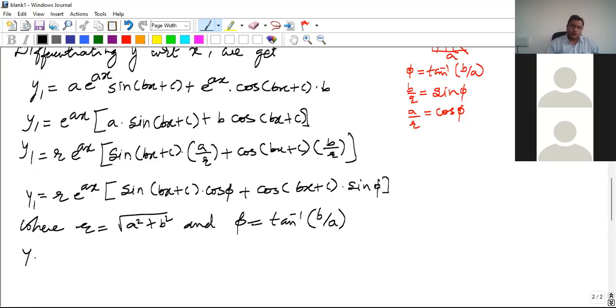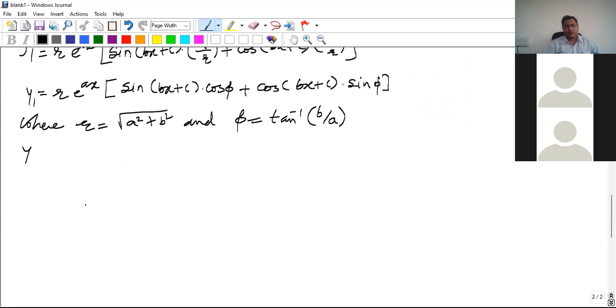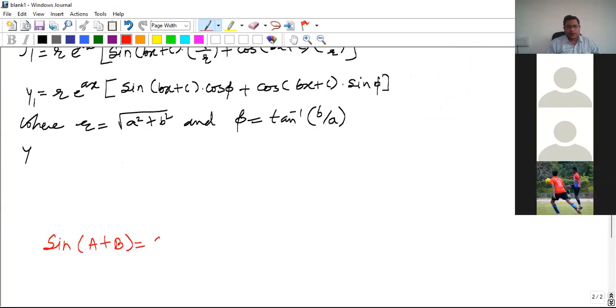Okay, so what we have now, we consider this term. So we have the formula. What is the formula? Sine of A plus B is equal to sine A cos B plus cos A sin B. Yes, so this is the formula.